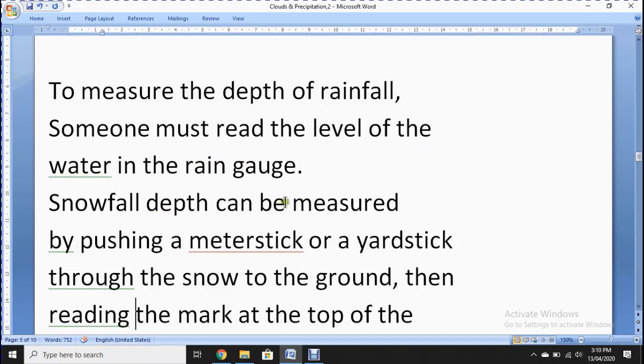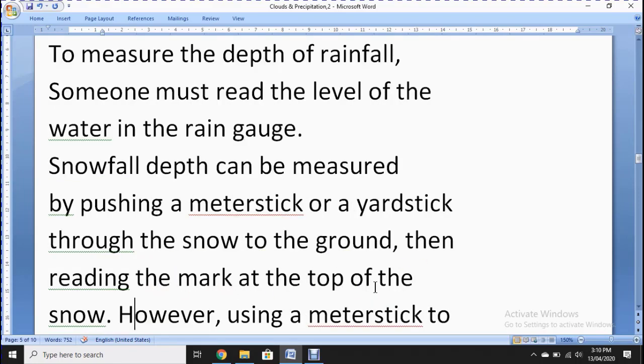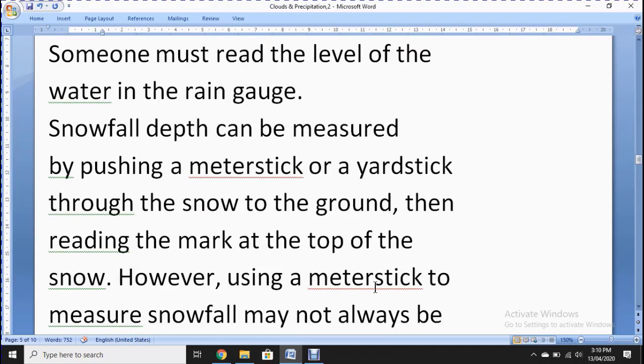Snowfall depth can be measured by pushing a meter stick or a yardstick through the snow to the ground. So you just put the stick on the ground and push it till it touches the surface of the ground, and you can measure the reading. Then read the mark at the top of the snow, from the bottom to where it touches the snow, and you can measure it.